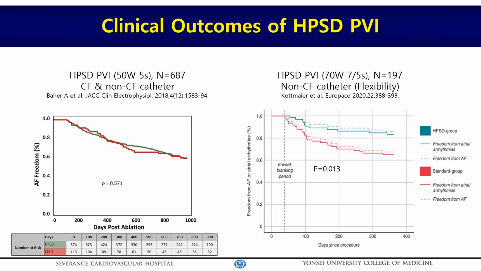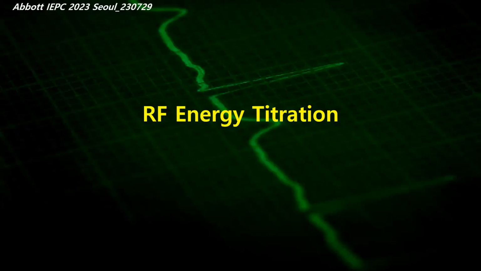Then, what about the hyper short duration PVI outcome? In this study, 50-watt PVI with or without contact force did not differ in rhythm outcome. And in this RCT, 70-watt hyper short duration ablation resulted in significantly better rhythm outcome than the conventional standard ablation group. So actually, I tried the same protocol with 70 watts, but found char formation on the flexibility catheter tip. So I reduced the power to 50 to 60 watts and increased the irrigated flow.